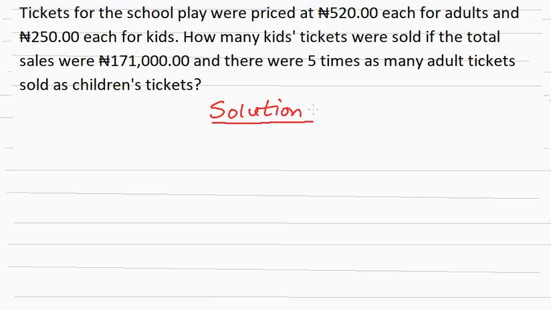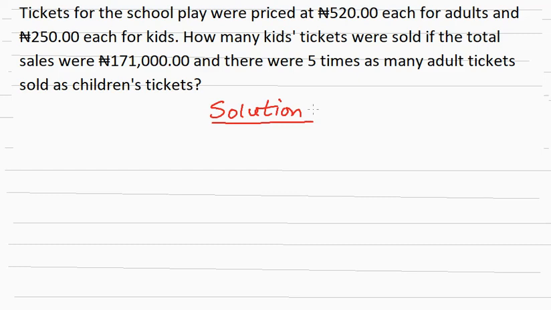Now this question goes this way. Tickets for the school play were priced at 520 naira each for adults and 250 each for kids. How many kids' tickets were sold if the total sales were 171,000 and there were 5 times as many adult tickets sold as children's tickets? Now, this is also similar to the question that we solved previously.